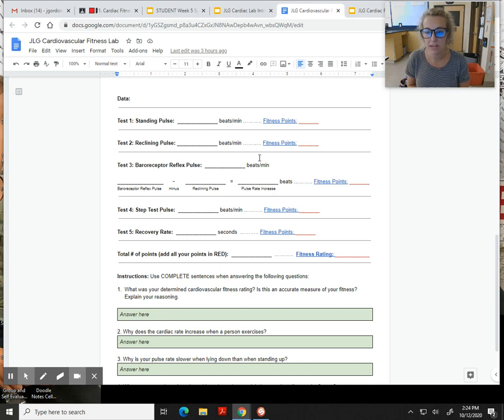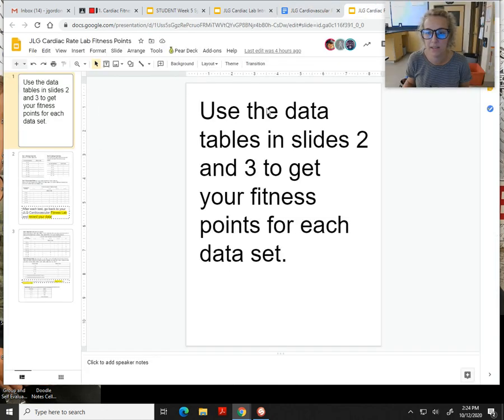There's 5. You've got a standing pulse, so you're standing up for 2 minutes and then taking your pulse. A reclining pulse, you lay down and then you take your pulse. What's called a baroreceptor reflex, a step test, and a recovery rate. Now, if you want to know what those tests are, you're going to have to go to the slideshow that gives you an overview of those things. I put the links here under where it says fitness points. So if you click on this link, it's going to open the slideshow here.